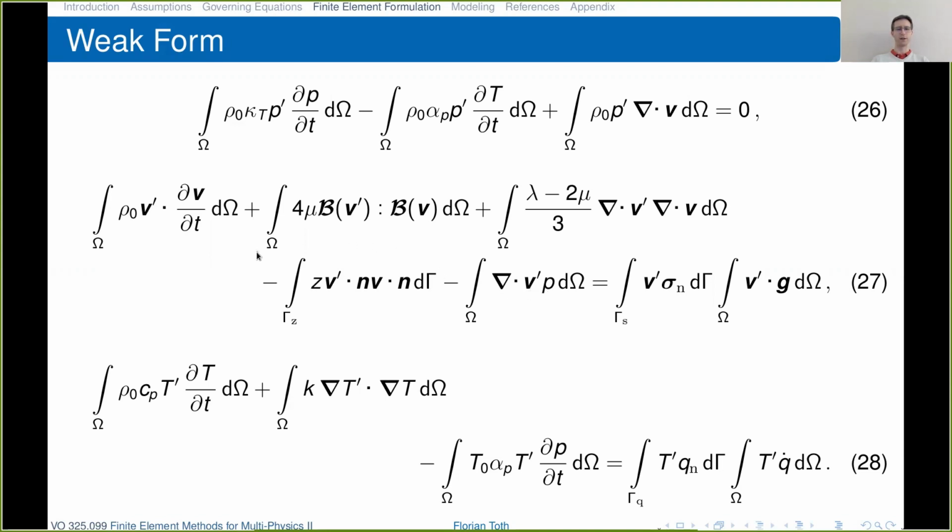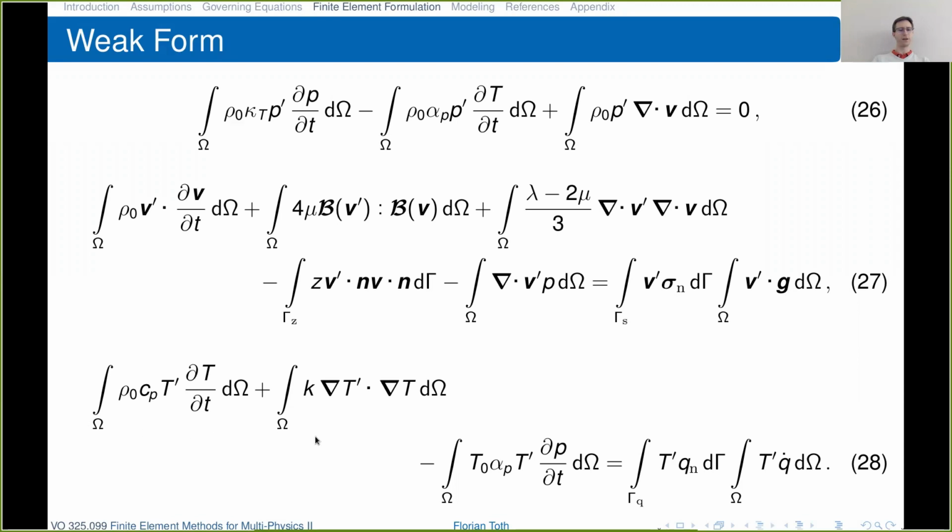And we have the boundary terms, first from the impedance boundary condition that gives us a bilinear form in terms of the velocities, and on the right-hand side, the forcing from a known surface traction sigma n, and the volume forces due to known volume force densities G.